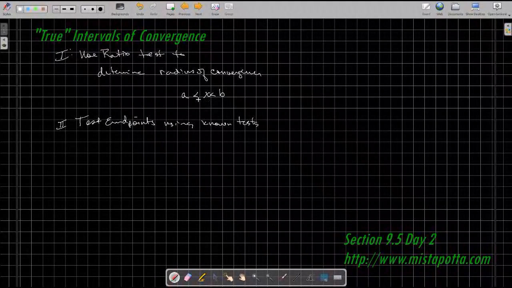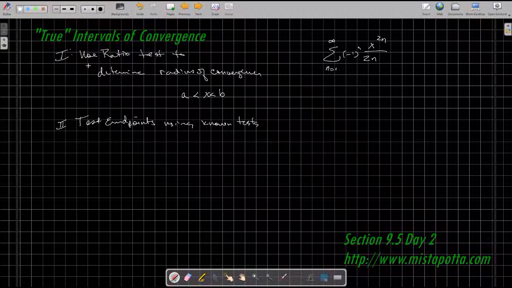Do I have equality at one endpoint? Or is it a true inequality throughout? And so I want to go through a couple of examples here. So the first example I want to do is the series, the sum from n equals 1 to infinity of negative 1 to the n times x to the 2n over 2n.